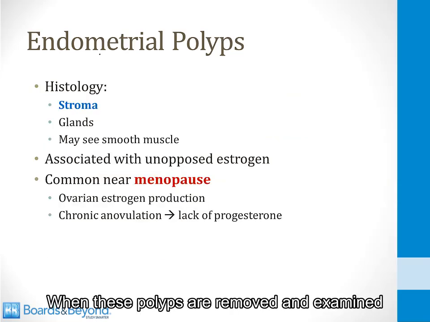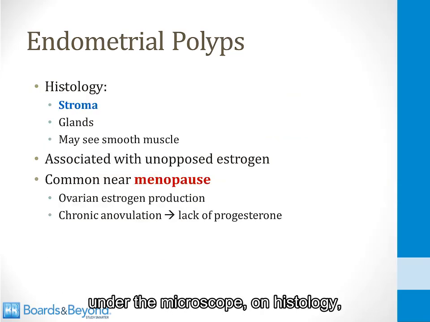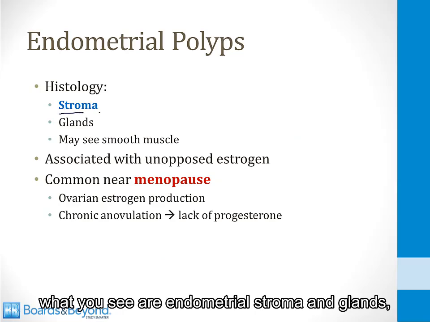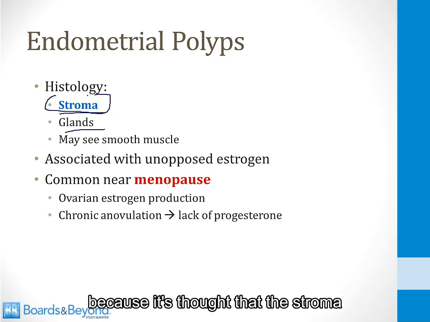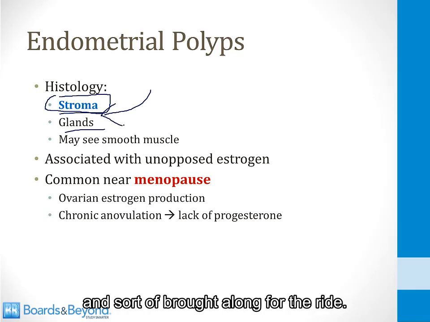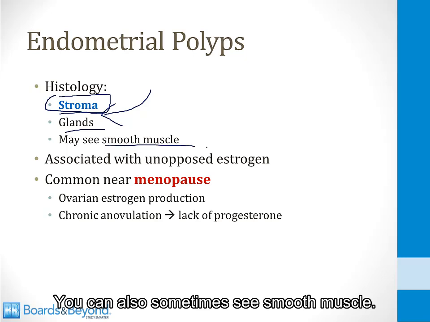When these polyps are removed and examined under the microscope on histology, what you see are endometrial stroma and glands, and I've bolded the word stroma because it's thought that the stroma in these polyps is neoplastic and that the glands are just reactive and sort of brought along for the ride. You can also sometimes see smooth muscle.